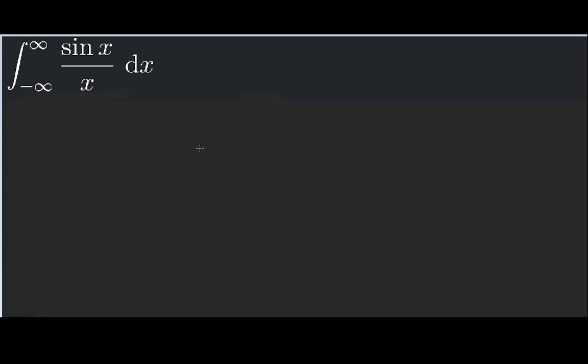Alright, so it's time to solve the Dirichlet integral, and the way we will do it is by using Feynman's technique. And this is just going to be a speed run, okay?